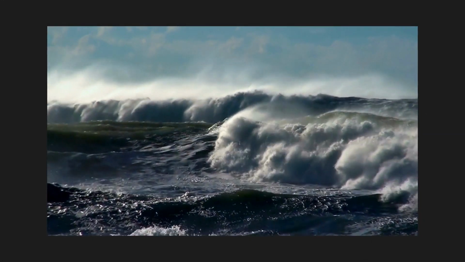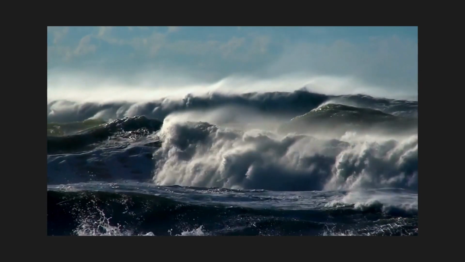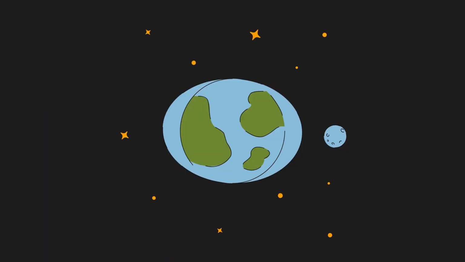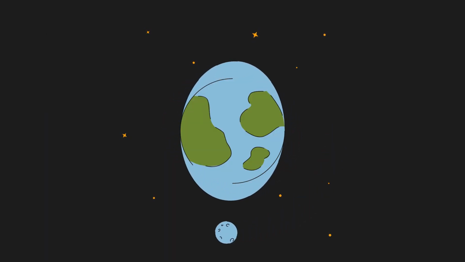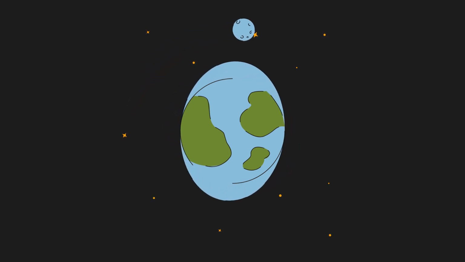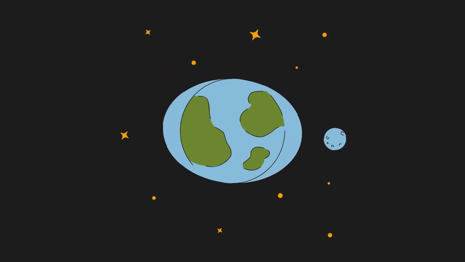The gravitational pull of the moon influences Earth's tides, creating the ebb and flow of our oceans. You can imagine the moon's gravitational pull as a force that pulls the water towards it, causing the tides to rise and fall in a rhythmic pattern.